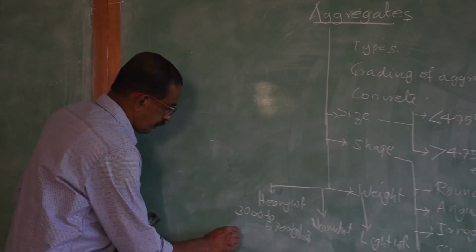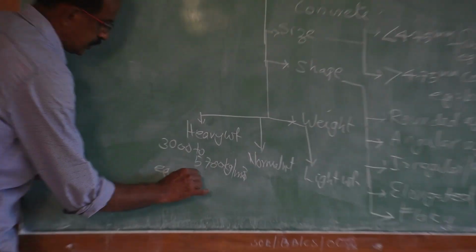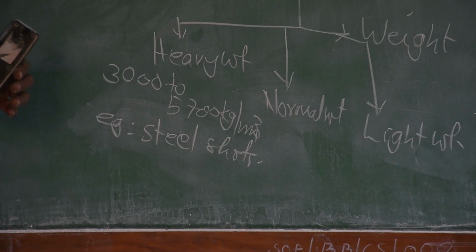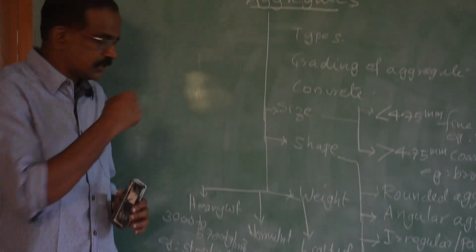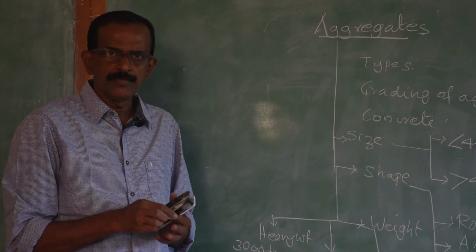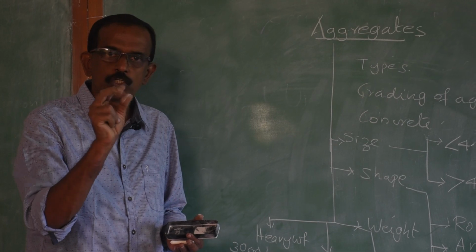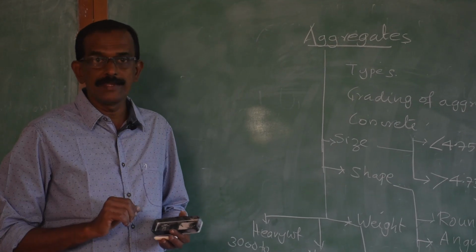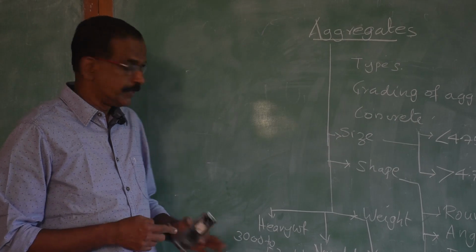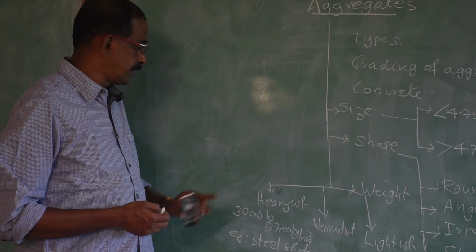So, example for heavy weight aggregate: steel shots. In the last discussion we have seen bricks can be used as aggregate, brick pieces. Similarly, small steel iron shots can be used as aggregates. If that is the case, the concrete will give very high density. So, that is called heavy weight aggregate.